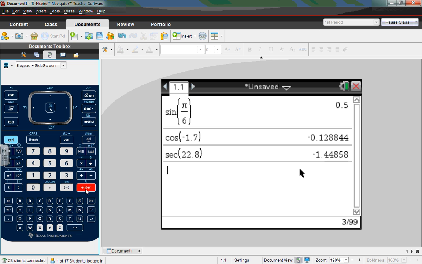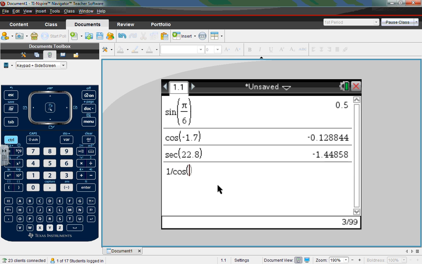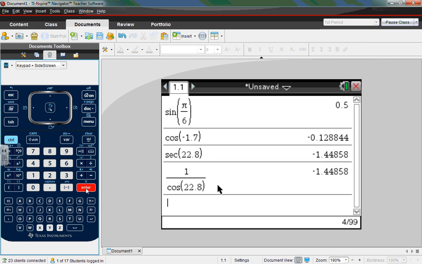Now, if you're using a different calculator, hit 1 divided by, what is the opposite of secant? Cosine. So hit 1 over cosine, and do the 22.8. Do you see how you get the same thing? If you don't have this calculator, you're going to have to do 1 divided by sine for cosecant, 1 divided by cosine for secant, and 1 divided by tangent for cotangent. I know I'll get 43, 52.